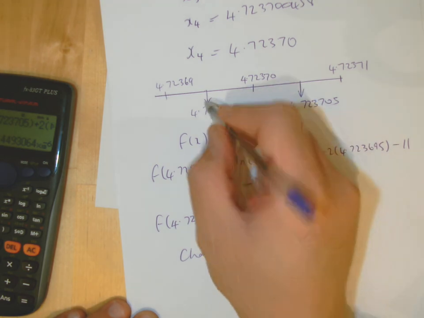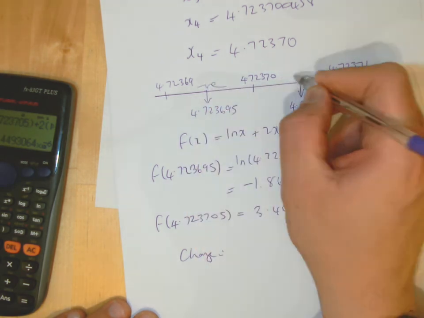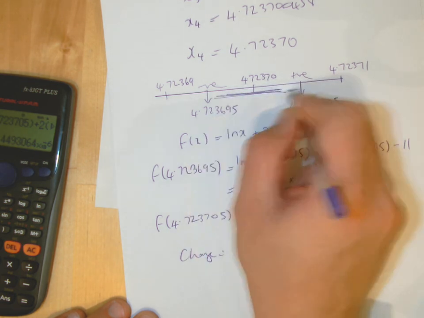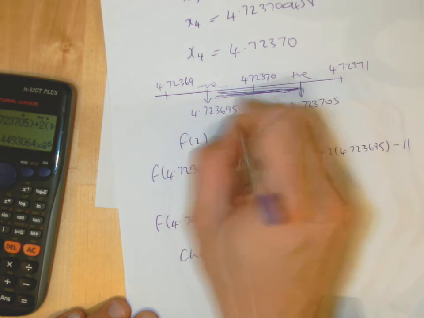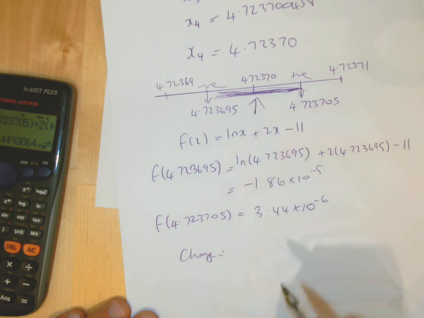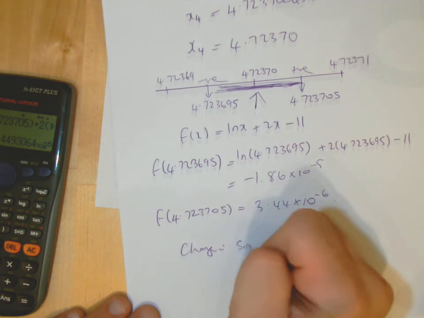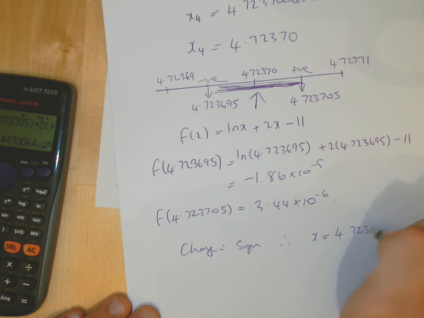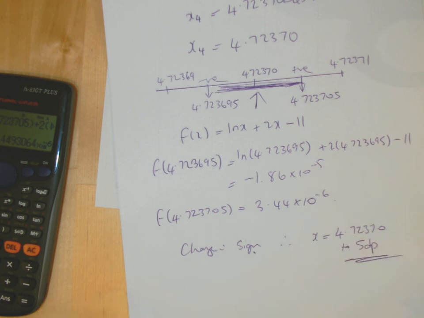Now this was negative, wasn't it? This was positive, so what that means is the solution is somewhere there, between these two. It will round to this then, to 5 decimal places. So change in sign, therefore x equals 4.72370 to 5 decimal places. Okay, so we've shown there's a change in sign.